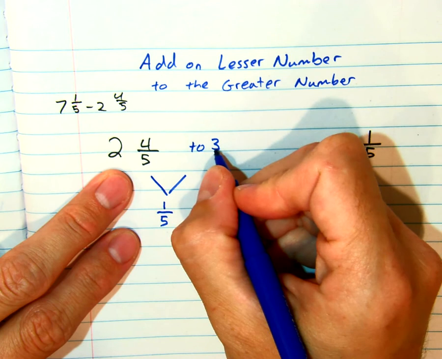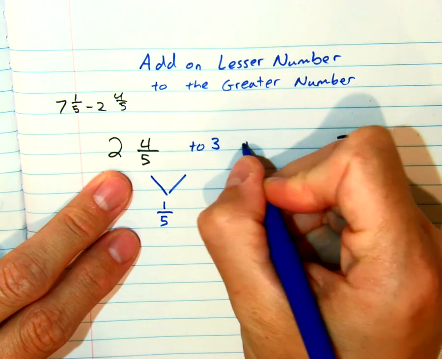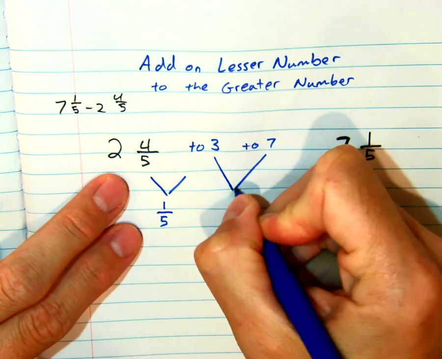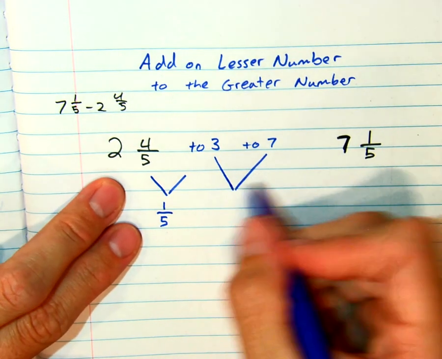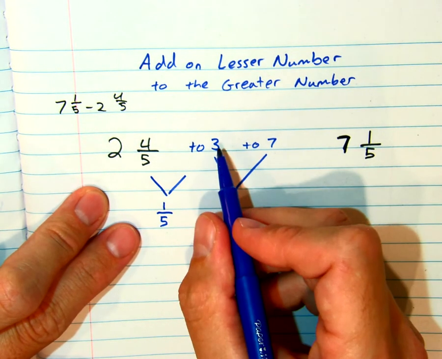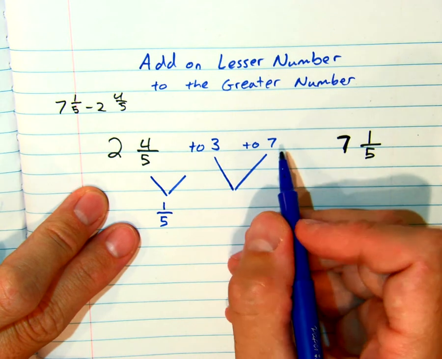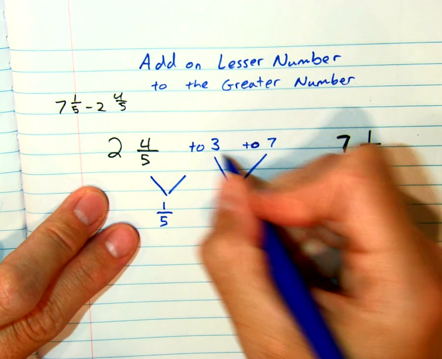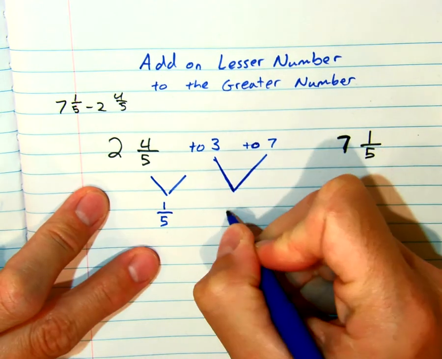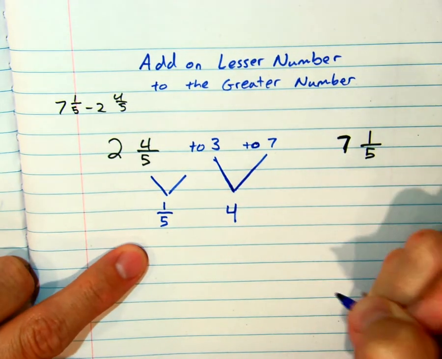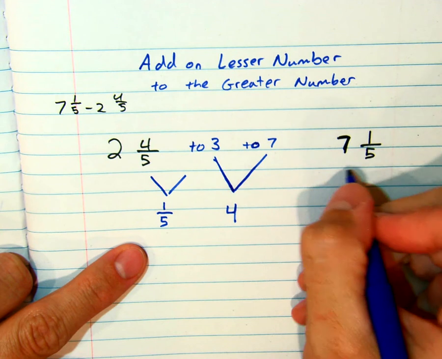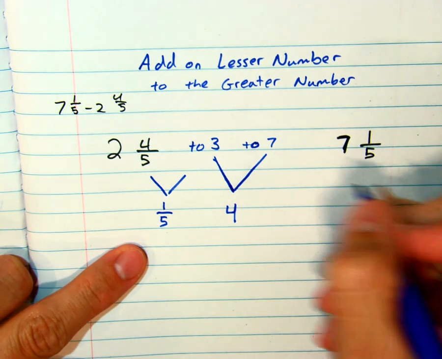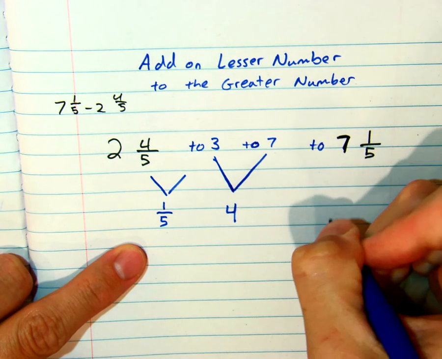So to go from 3 to 7, how many total numbers? We're going to say from 3 to 7, how many spaces on the number line? Or we could flip it. We could say 7 minus 3 is what? 4 wholes, right? We're not quite to the 1/5 yet. So now we want to say 2, 7 and 1/5.